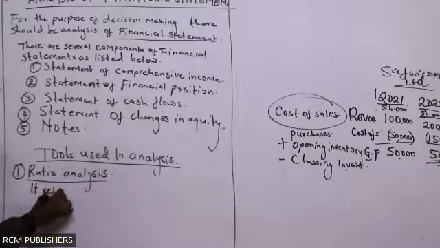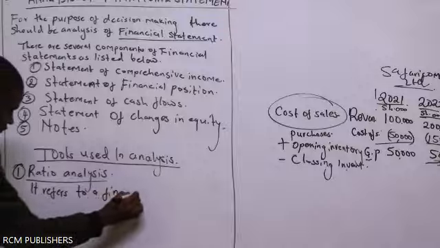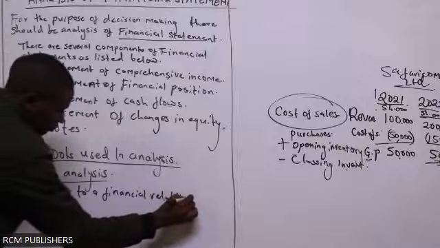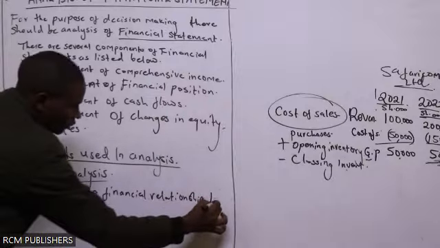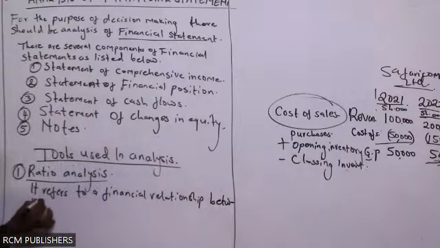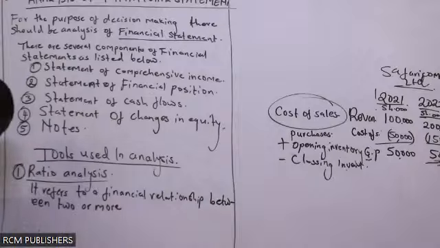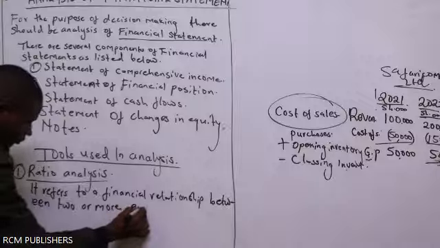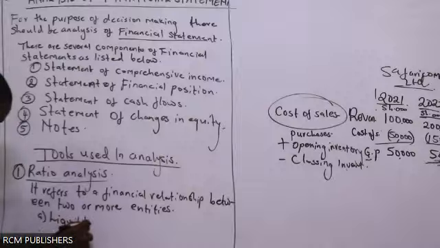Under these, you say that it refers to the financial relationship between two or more entities. Under this is where you are going to find something like liquidity ratios. You shall be computing liquidity ratios.